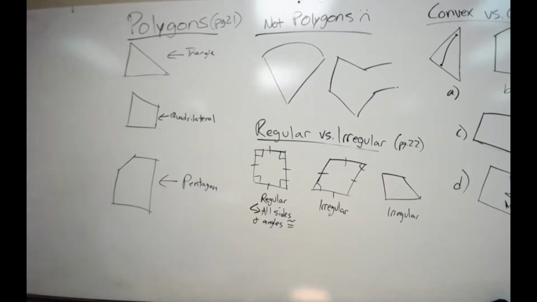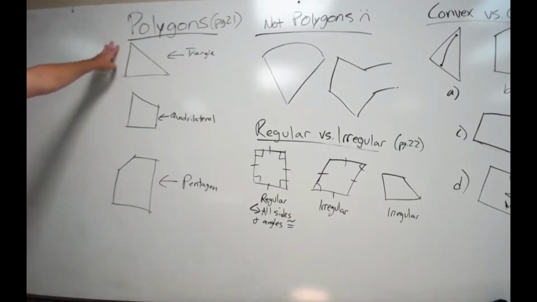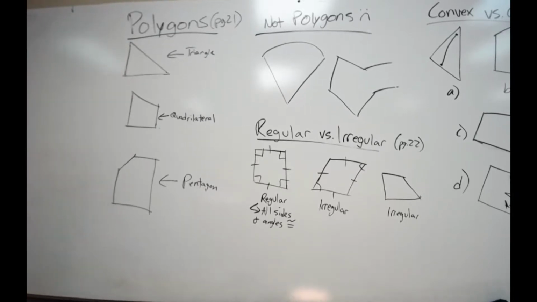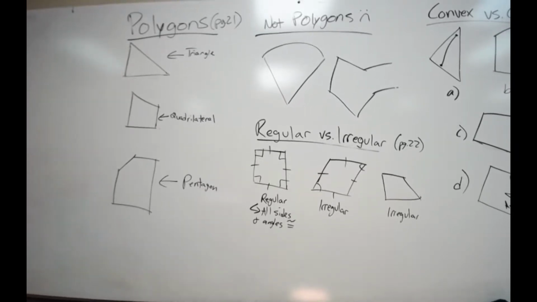Hello class, we're going to start by looking at page 21, lesson 1, kick off this year. Going to start by looking at polygons. Looking at 1A on page 21. A polygon's basic definition is simply a figure that has three sides or more and is closed in.